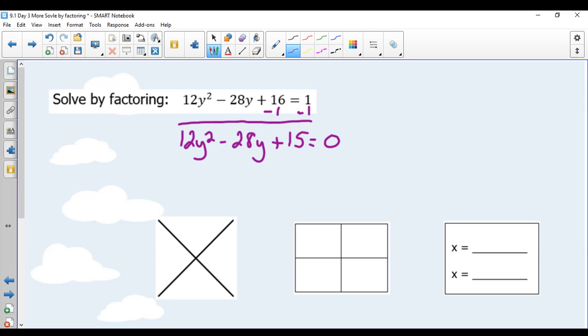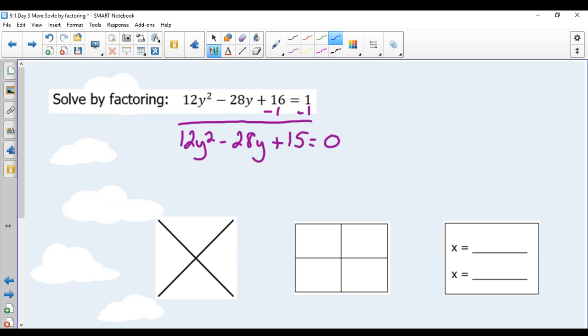So now we look through here: is there anything that all three of these have in common? Well, 12 is like 4 times 3 or 6 times 2. 28 is 4 times 7, so they've got a 4 in common, or 14 times 2. And then 15 is 5 and 3. So 28 does not have a 5 or a 3 in it, no matter how you split it. So this has no greatest common factor.